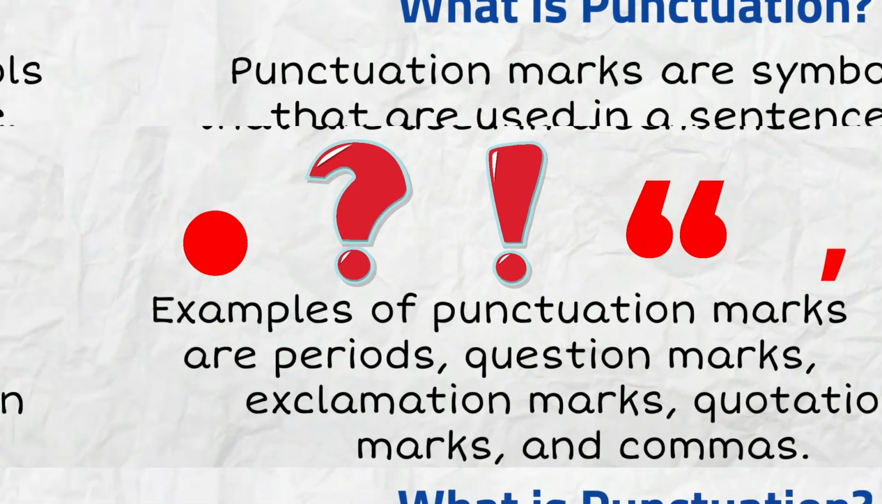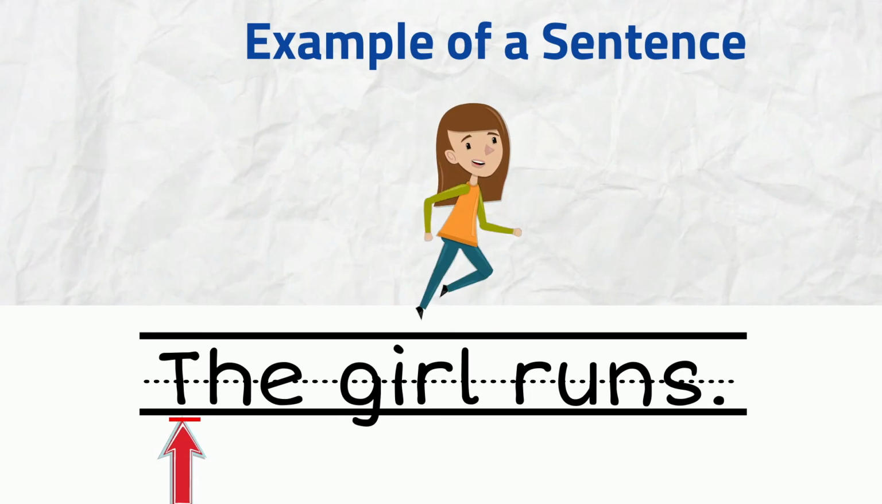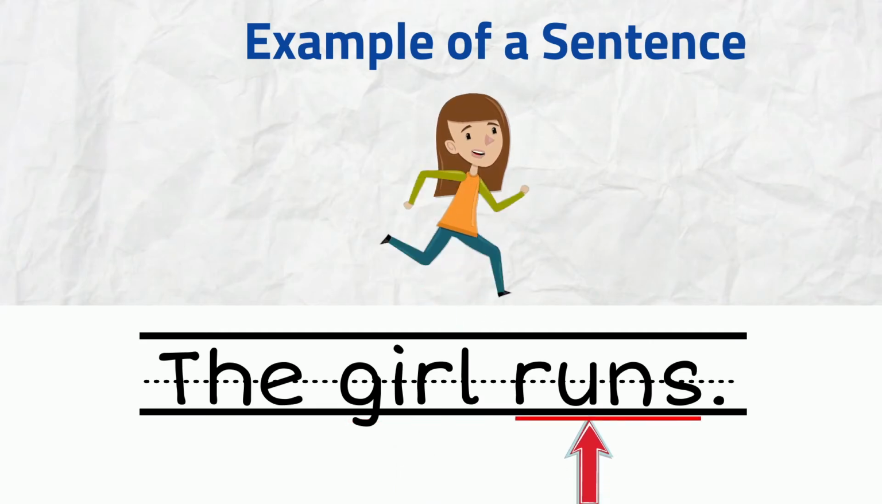Let's take a look at an example of a sentence. The girl runs. Here we have a capital letter at the beginning of the sentence. The word girl is the subject in this sentence. The word runs is the verb in this sentence. At the end of the sentence is a period, which is the punctuation.